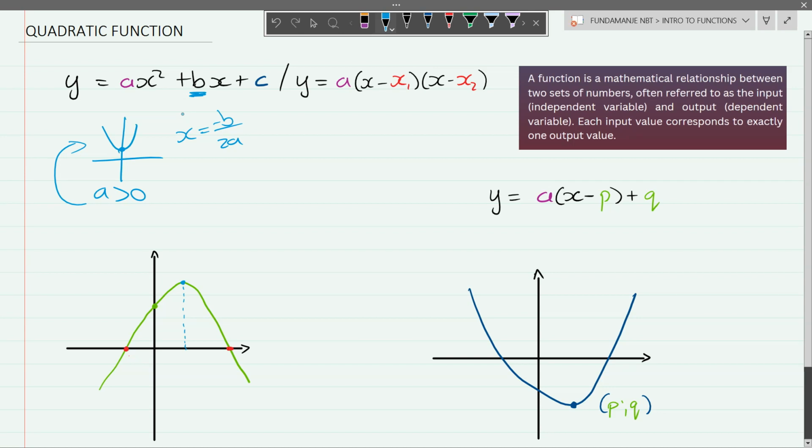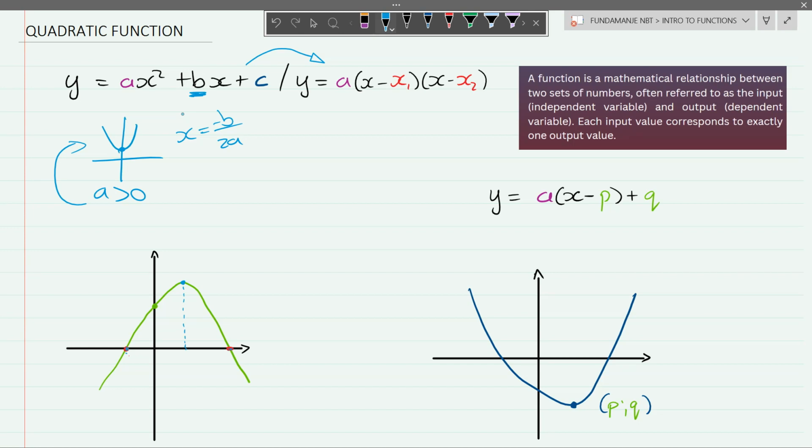Then moving on, if we manage to factorize our function, we will land onto this format where again we have a representing the shape of the function. Is it smiling or is it sad? Then we have x1 and x2. x1 and x2 are variables that take the place of our x-intercepts. So they represent our x-intercepts, or basically where our function will be equal to 0.